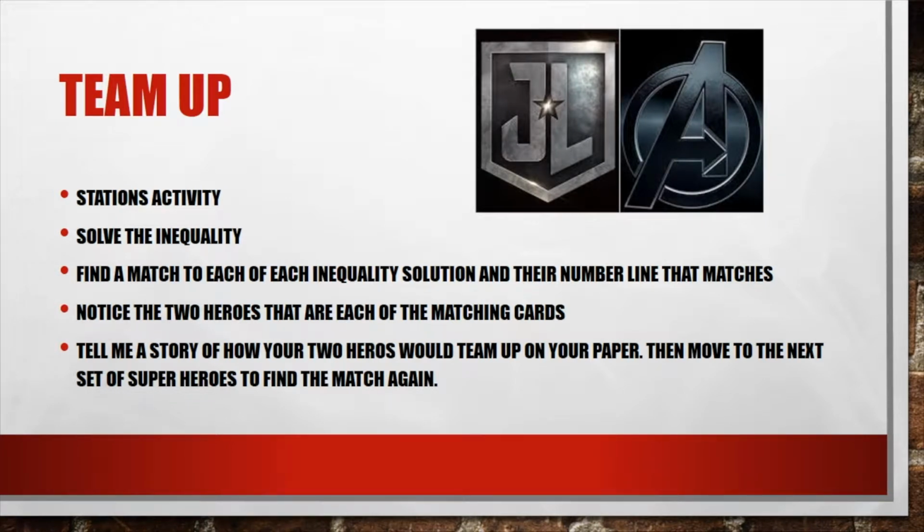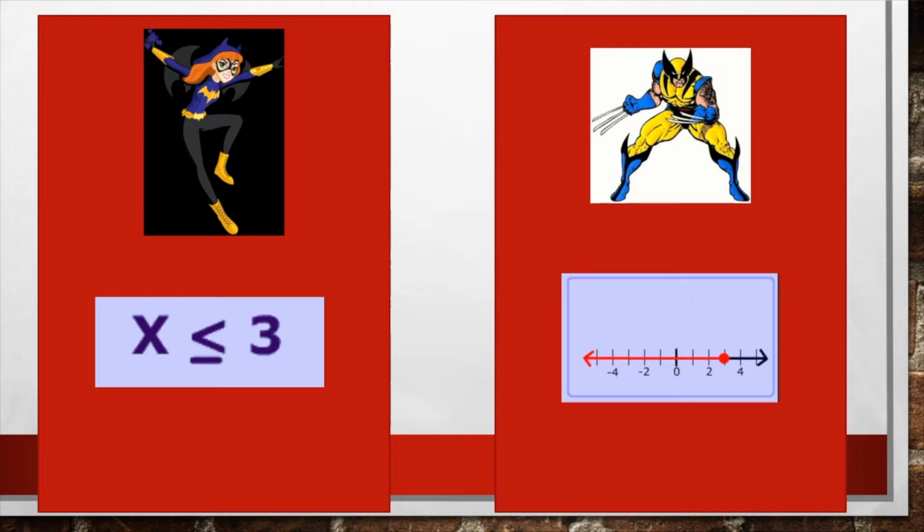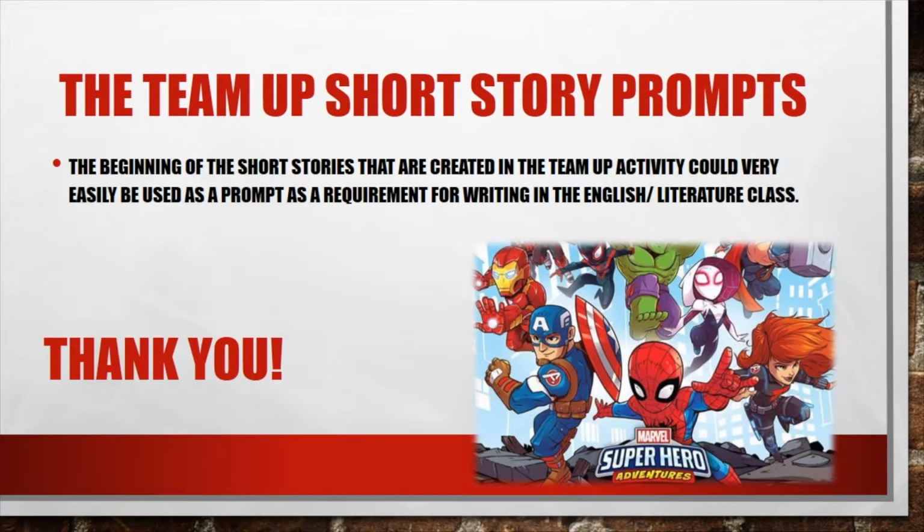and a number line. And the students would be asked, okay, after you found that solution, can you go find the two characters that match up and would be valid solutions for the variable, as in x is less than or equal to 3, and you would have Batgirl. And can you also find that number line that matches this one that is on the Wolverine card? And then those two heroes would match up, and maybe your group could come up with a neat little story for those two characters.